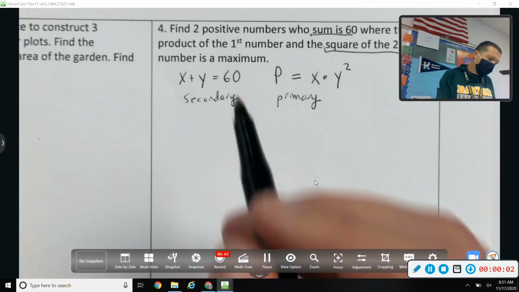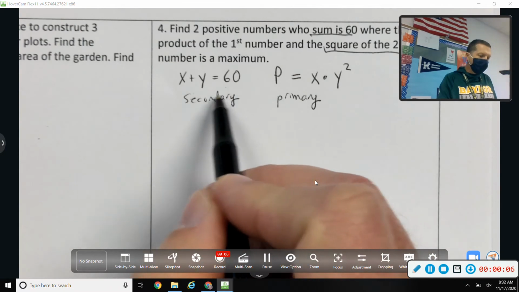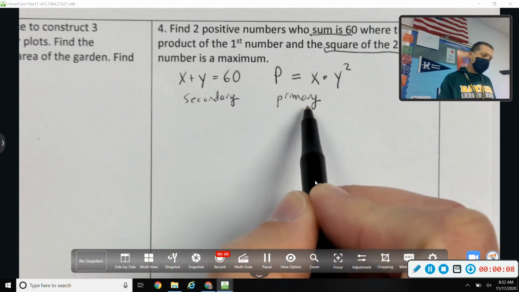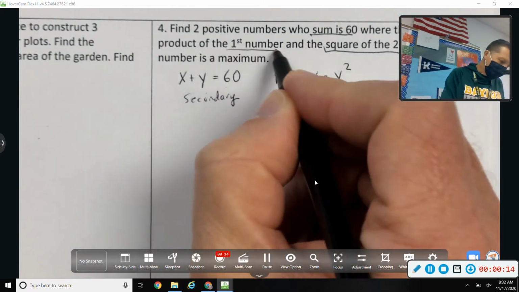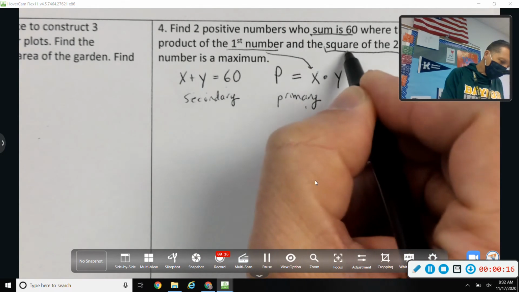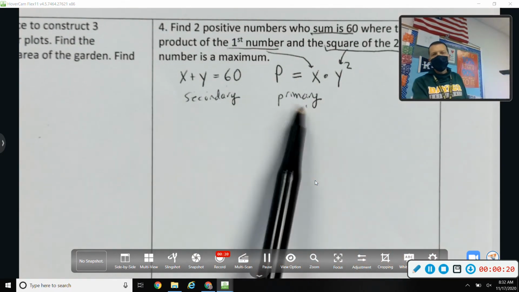So looking at number 4, we set up a secondary equation. That's the helper equation because the sum is 60. The primary is the one we want to optimize. So that was the product of the first number and the square of the second number. So I need to kind of use these in conjunction.